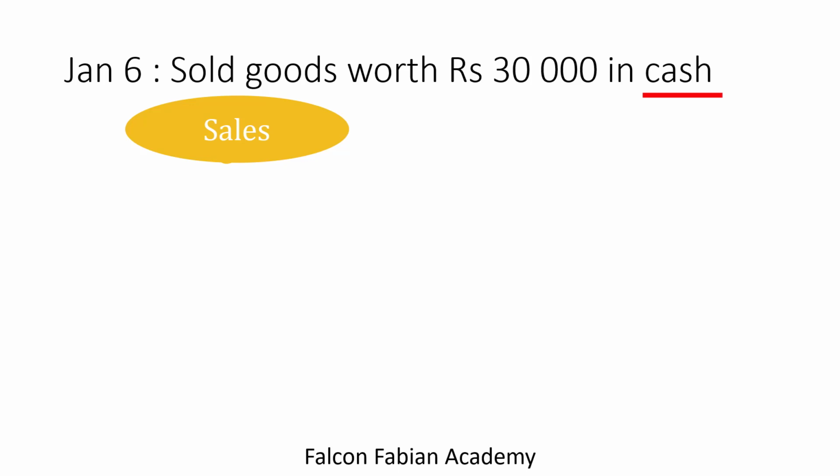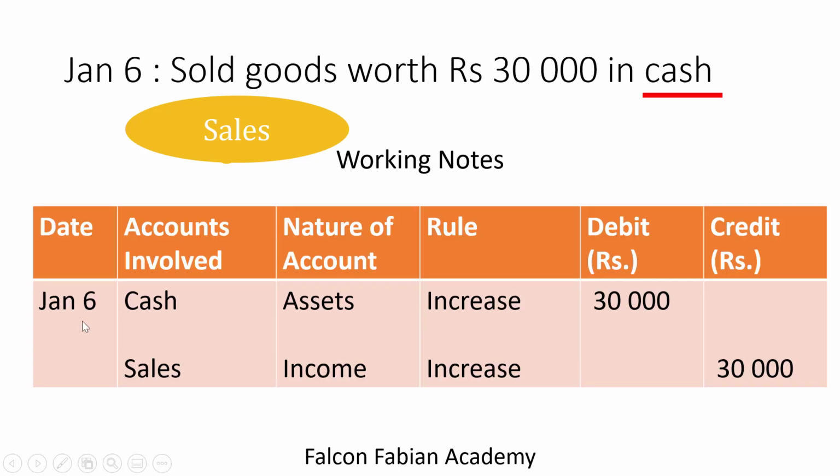Now let's do the working notes and then record the entry in the journal. So you would leave a line and then do the workings for this transaction. So the date is January 6th. The two accounts involved are cash and sales. Now cash is a resource for the business, therefore it's an asset. Sales is revenue for the business, so it is income for the business. And what was the rule for the asset? Debit, increase in asset, and credit, decrease in asset.